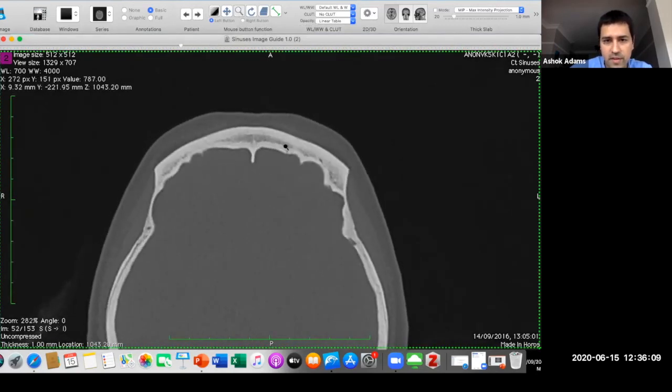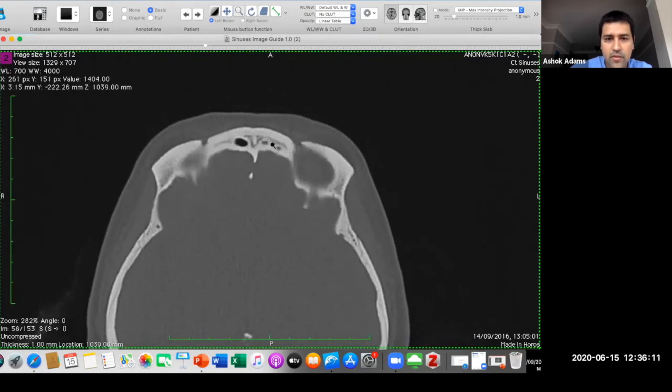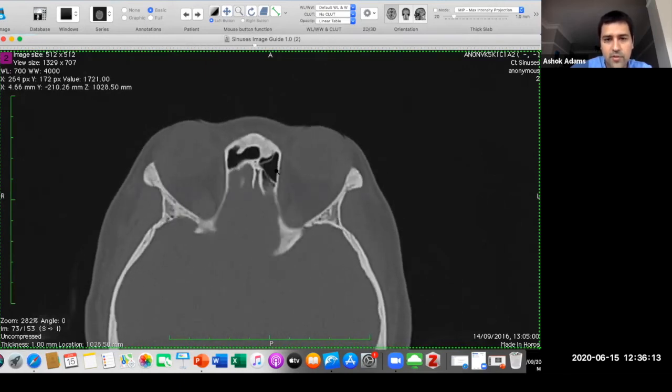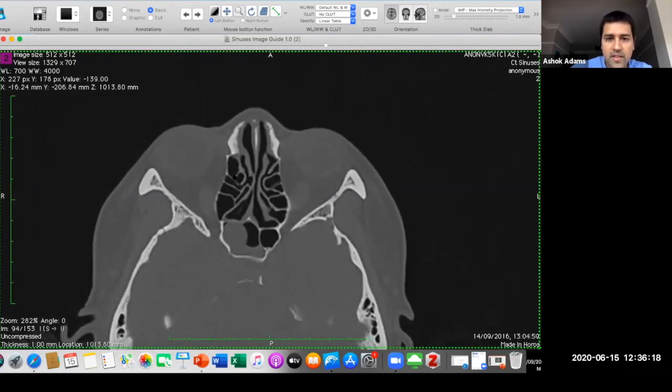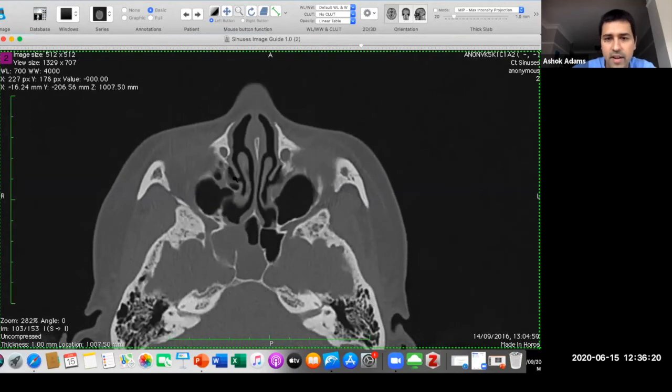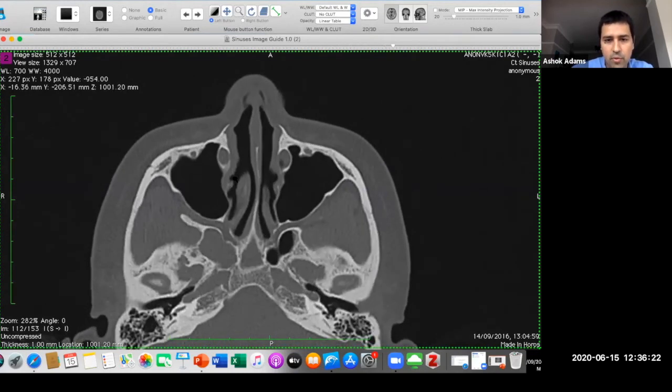So if I start with the sinuses, you can see here the frontal sinus is not really that well developed, it's slightly small. You can see the ethmoidal labyrinth. The reason they came to an ENT surgeon is because they also developed right-sided nasal discharge. So you can probably see where I'm going with this.